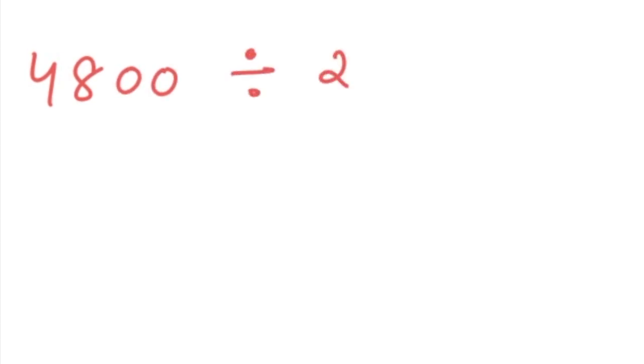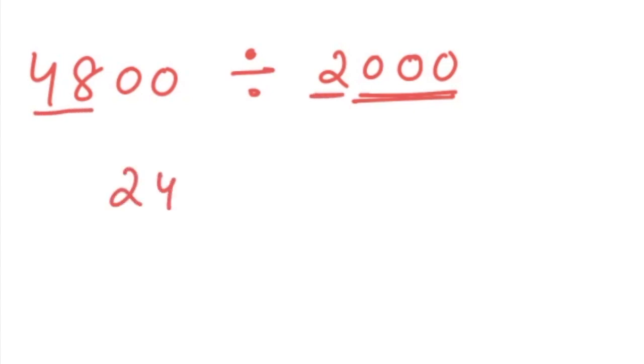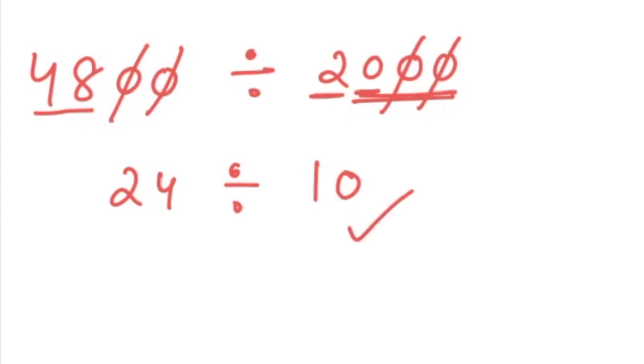In one more problem, if you have something like this, when the zeros are more in the divisor, then in that case, 48 divided by 2 will be 24. Two zeros are cancelled already. One zero is left with the divisor. This type of problem we will learn in our decimal lesson. So stay tuned for our next lesson.